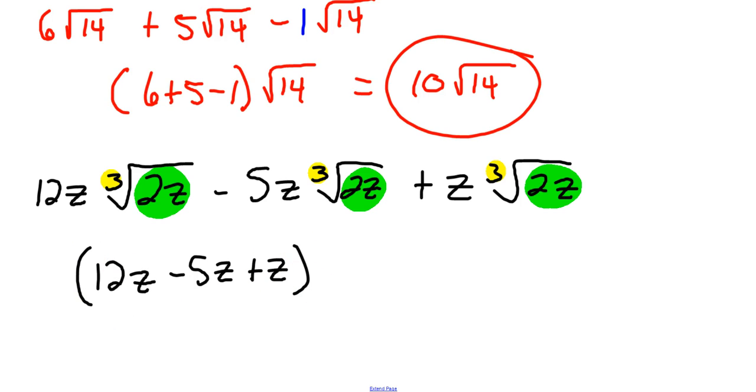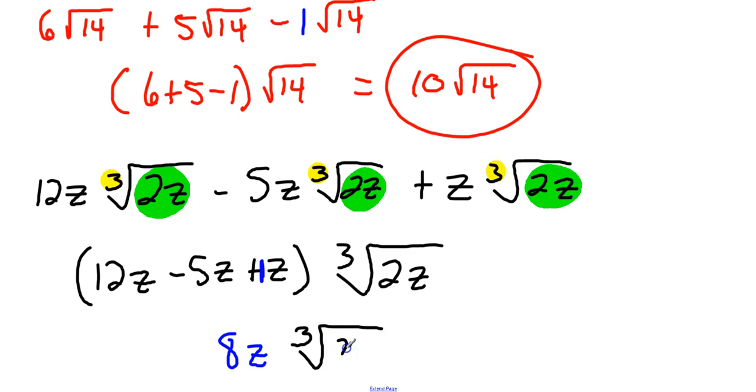And then we'll go back and put the radical part at the end of it. So it's third root of 2z. Okay. And again, the only thing you have to really be careful of with this one is making sure that if it's just the z, you still got to put a 1 in front. So it's 12 minus 5 is 7. 7 plus 1 would be 8z. And then we've got the third root of 2z that was the same, and it'll stay the same at the end.